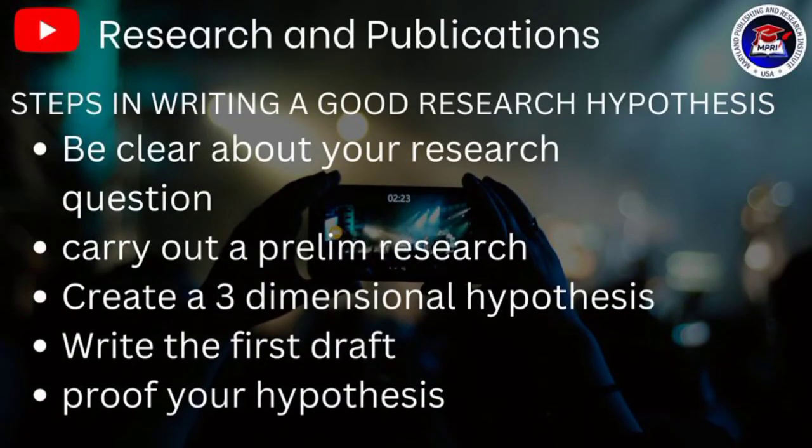What are the steps in writing a good research hypothesis? There are 5 of those steps. 1. Be clear about your research question. 2. Carry out a preliminary research. 3. Create a 3-dimensional hypothesis. 4. Write the first draft. 5. Prove your hypothesis. That is the last one.